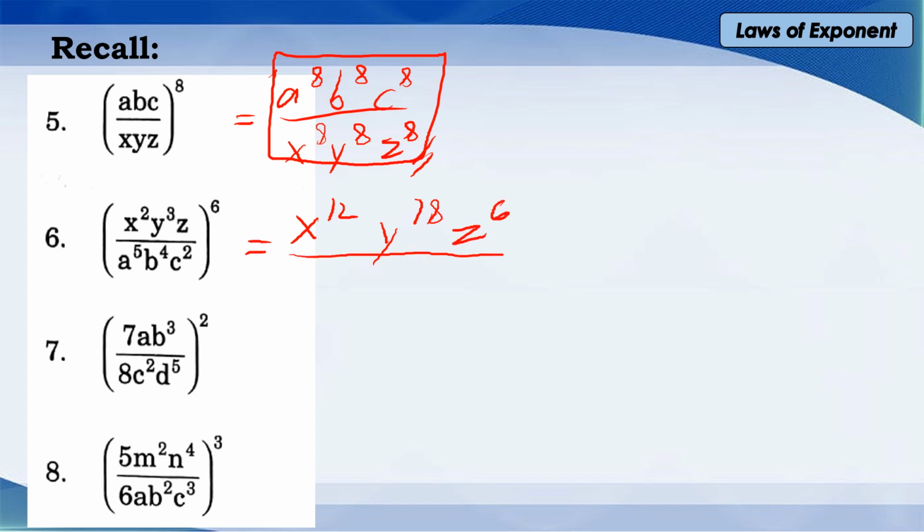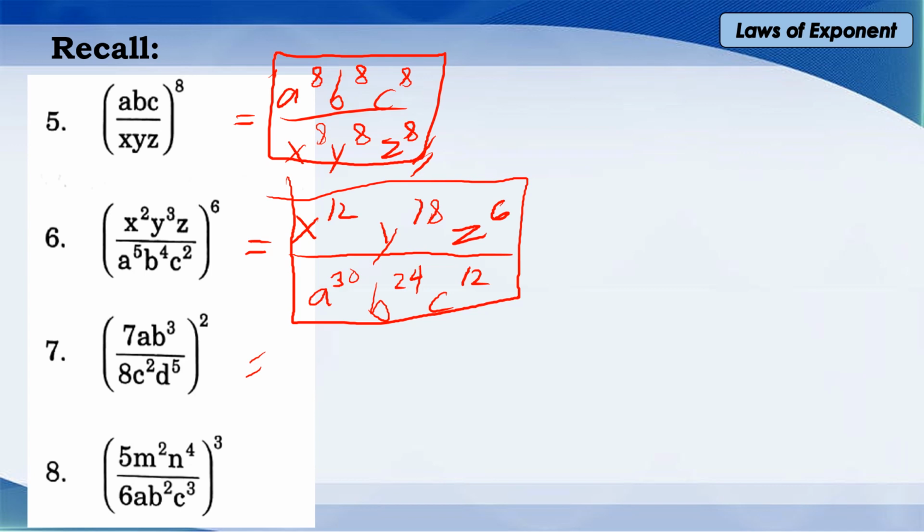All over a raised to 5 raised to 6. That is magiging a raised to 5 times 6 is 30. Then b raised to 4 raised to 6. That is b raised to 24. Then c squared raised to 6. That is c raised to 12. Yeah. Final answer. Since na wala naman silang common na variable, hindi tayo minus plus plus.